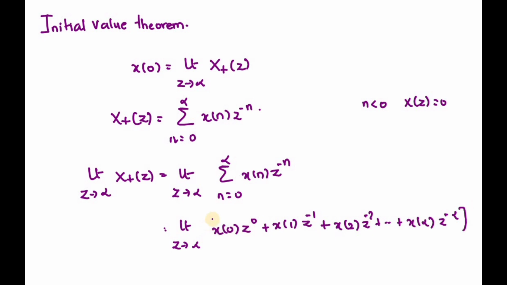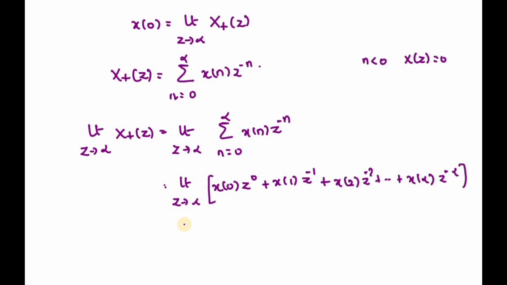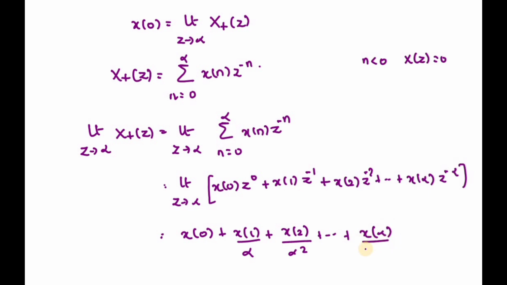Okay. So here I am going to substitute infinity for z, so anything power 0 is 1. So this is x of 0 plus x of 1 divided by z. So here z value becomes infinity. So x of 2 is divided by infinity squared, like that. So it will go up to x of infinity divided by infinity power infinity. So you will get the answer as x of 0.